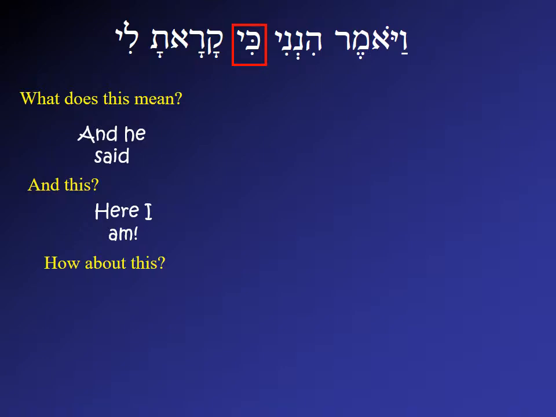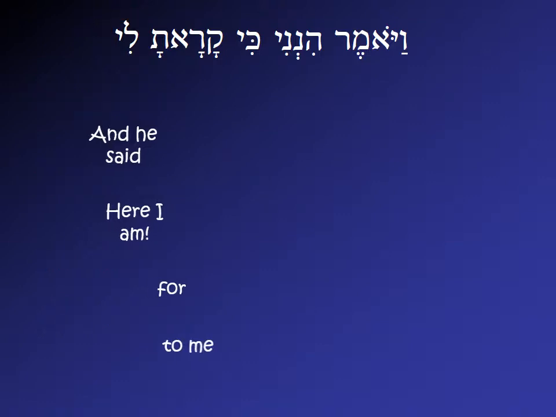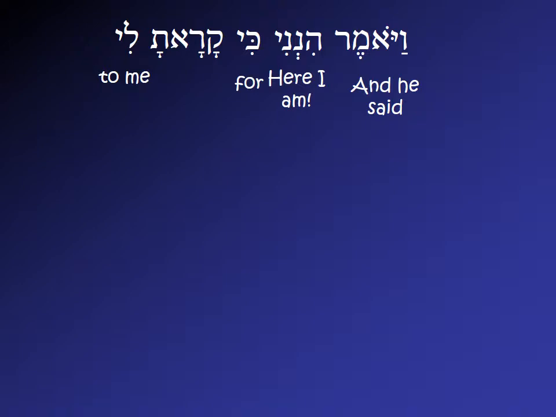Here's our particle ki. In this case, ki seems to mean "for." And then the last word, li, simply the lamed preposition plus the first common singular object suffix, so li, to me. So if we move all those into place, then our sentence: and he said, here I am, for something to me. So this is the word that we have left, karata, and that is the word that is going to require some work.